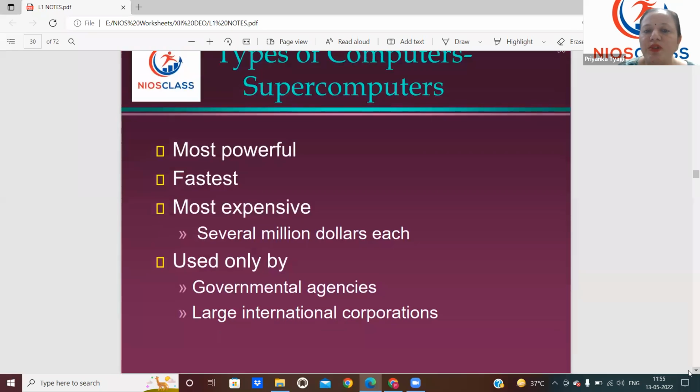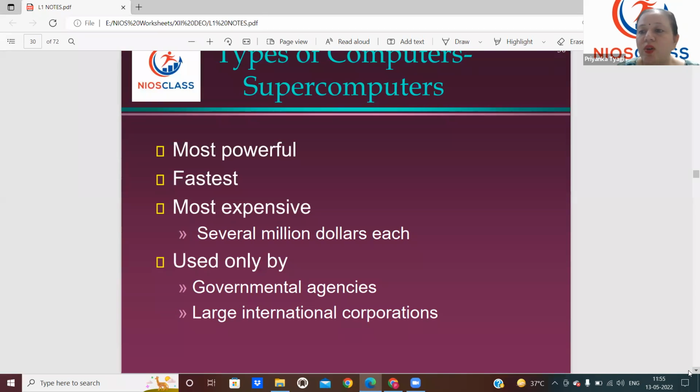Now, types of computer: supercomputers. If I am comparing the size, this is the largest computer under this category, the most powerful, the fastest, and the most expensive. Several million dollars or rupees will be involved, because they are not working in a single office in a building. They are almost always working in a server station, right?